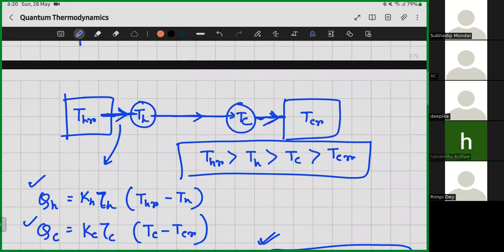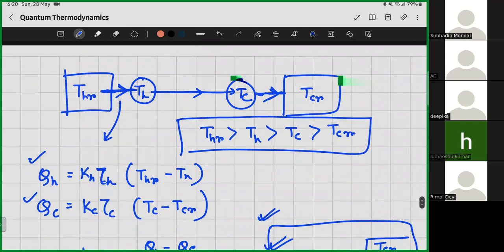In the traditional case, we consider that TH is equal to THR. That means the system is in equilibrium with the reservoir. But then there will be no notion of time. That will be the equilibrium case. To introduce time, we have to consider that the reservoir temperature is THR and the system is TH.